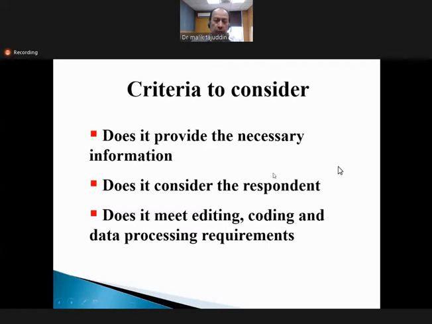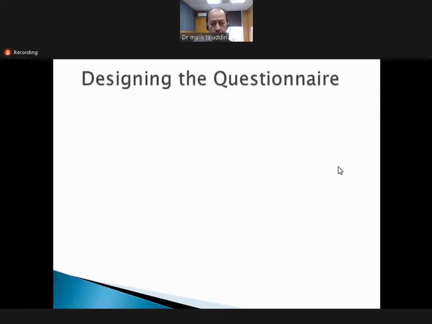So at the end, we have done the survey, we have collected all the information, and we have done all the field and hard work. And then when we sit down to code the data, we see that the questions cannot be coded. So before starting the trial, before starting the survey, these editing, coding and processing requirements should be taken care of.